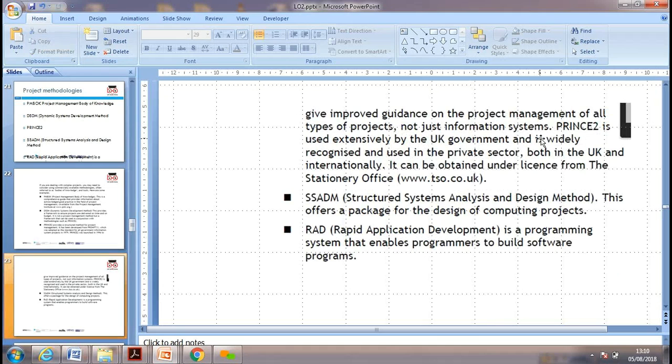Giving and improving the guidance of project management, and not just an information system. PRINCE2 is used by a lot of government institutions in the UK and internationally as well. SSADM, Structured Systems Analysis and Design Method, offers a package for the design of a computing project, so that's more about computing projects. RAD is Rapid Application Development, a programming system that enables programmers to build software programs. So different programs for different projects.